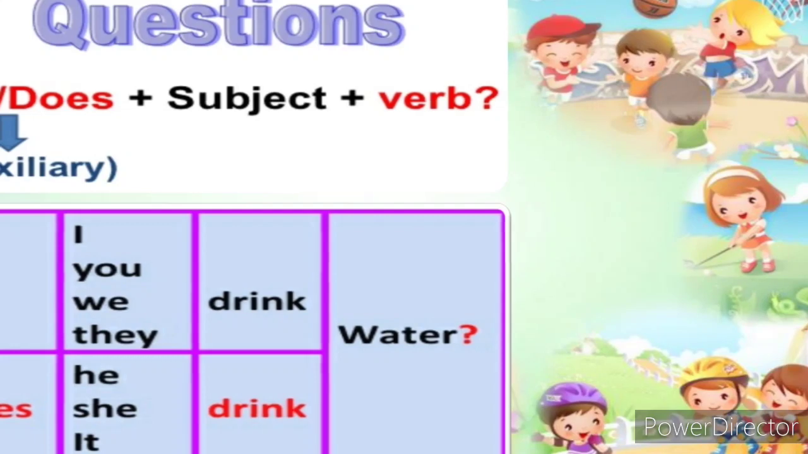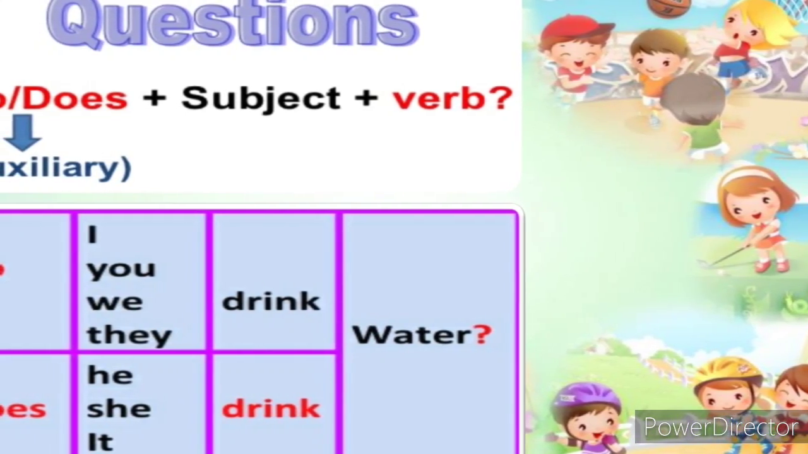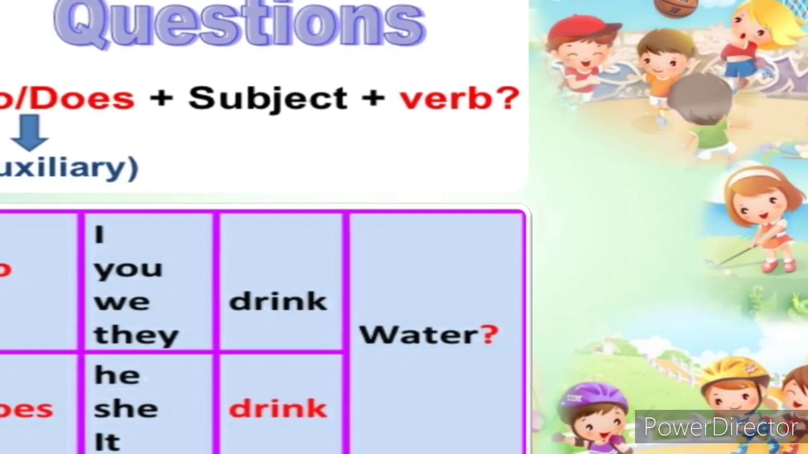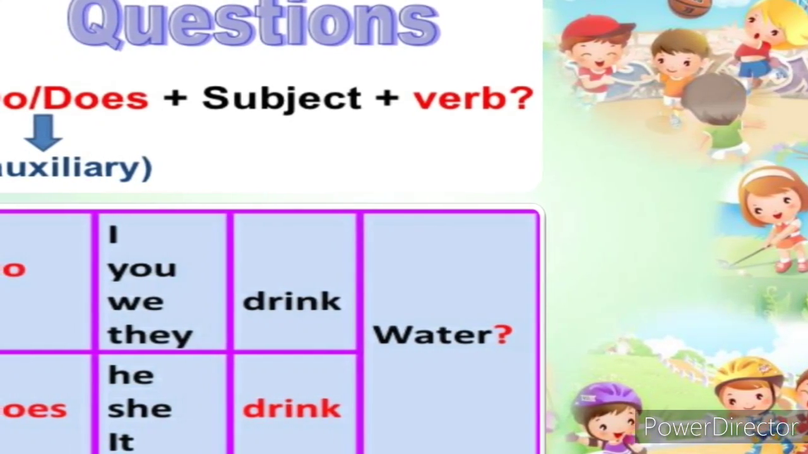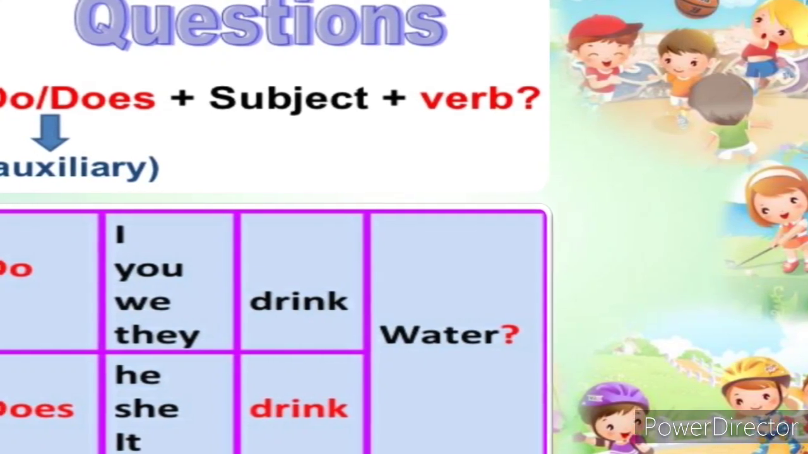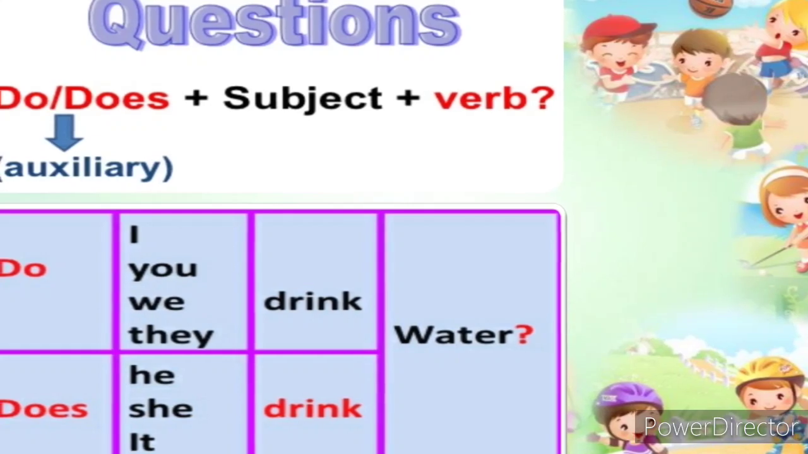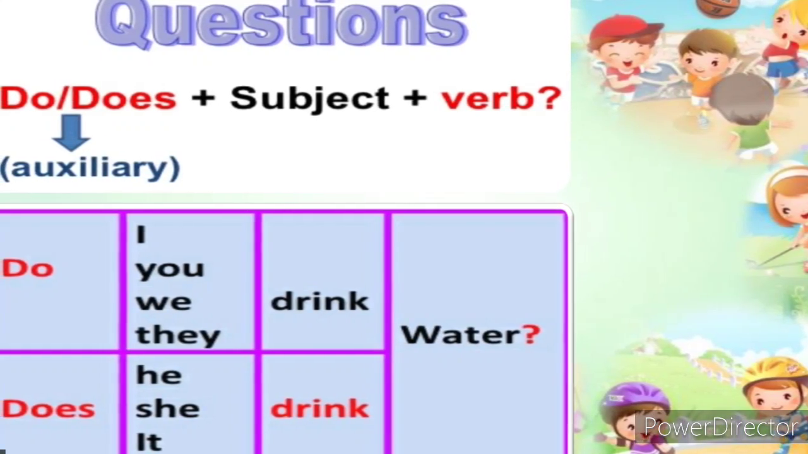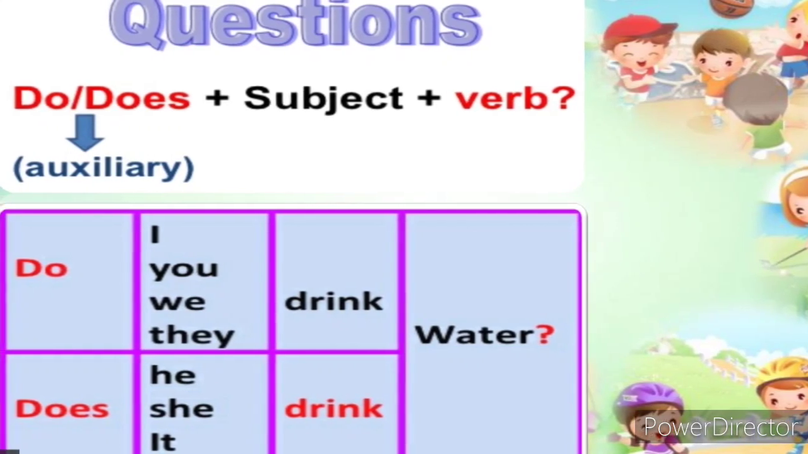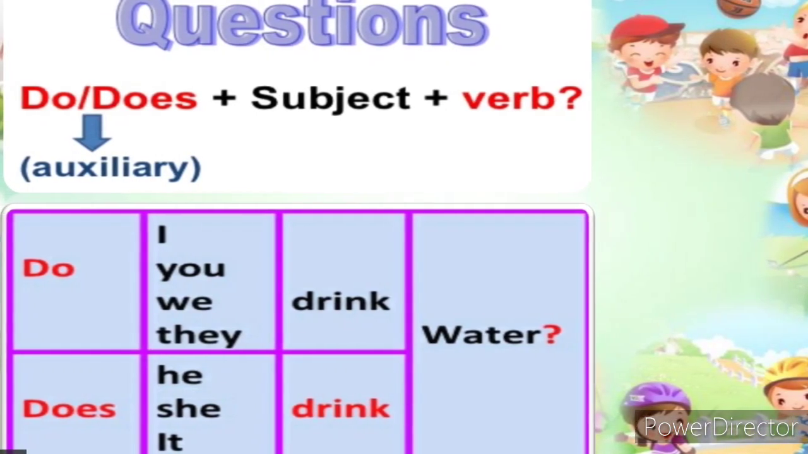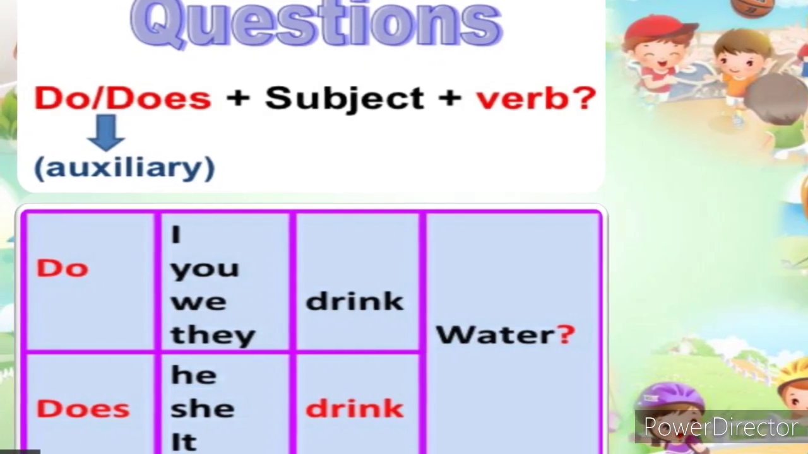So the form will be like this: helping verb do or does plus subject plus the first form of the verb plus object plus question mark. Like, do I drink water? Do you drink water? Do we drink water? Do they drink water? Or does he drink water? Does she drink water? Does it drink water?